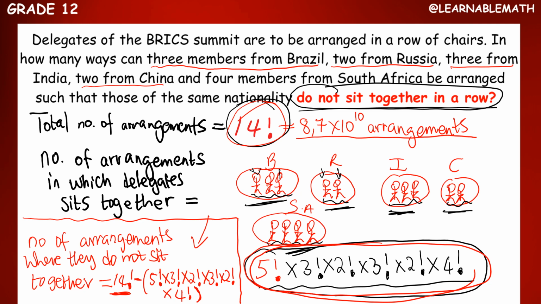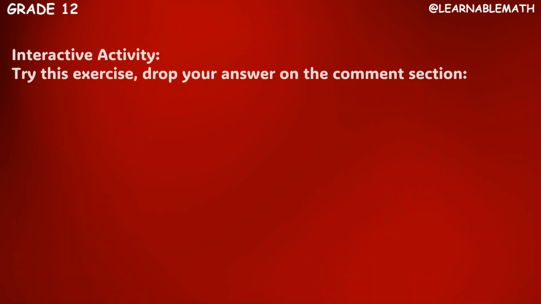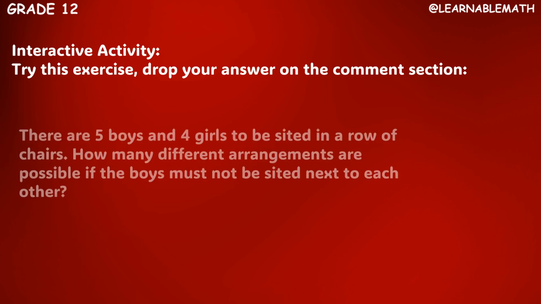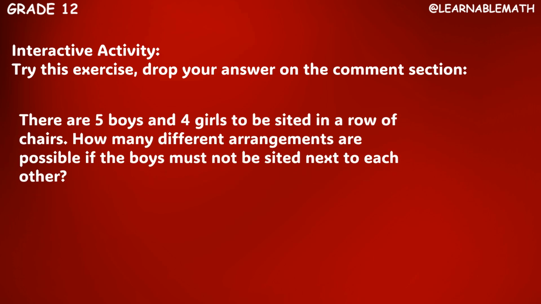All right, everybody, this is your interactive activity. I just want you to try this exercise and drop your answer in the comment section. Then I'll comment from there if you got it correct or not. Okay, it says there are 5 boys and 5 girls to be seated in a row of chairs. How many different arrangements are possible if the boys must not be seated next to each other?